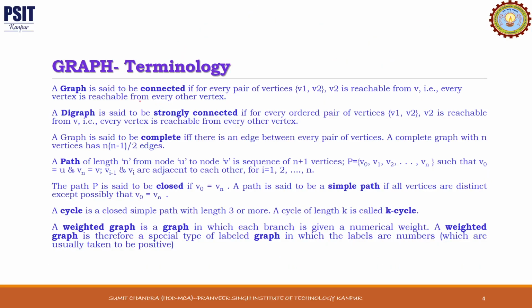Now, what is the meaning of a connected graph? We have two terminologies, connected and strongly connected. Connected is associated with an undirected graph. A connected graph means that in a graph every vertex is reachable from every other vertex. Now what is the meaning of reachable? See here.